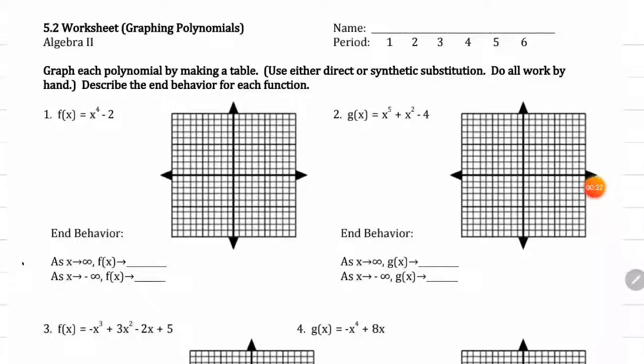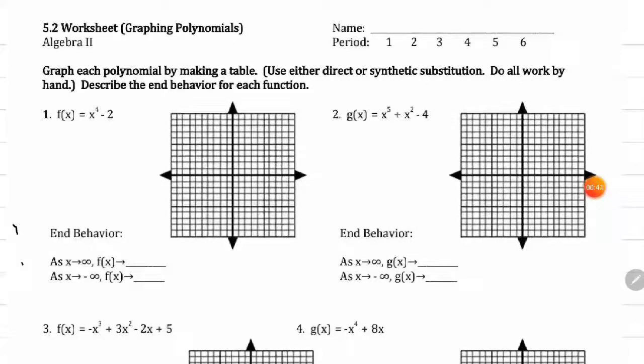So, here we go. Number 1, x to the 4th minus 2. If we read the directions, this is graph each polynomial by making a table. Use either direct or synthetic substitution. So direct substitution, you just plug your value into the equation. So I'm going to choose some values.